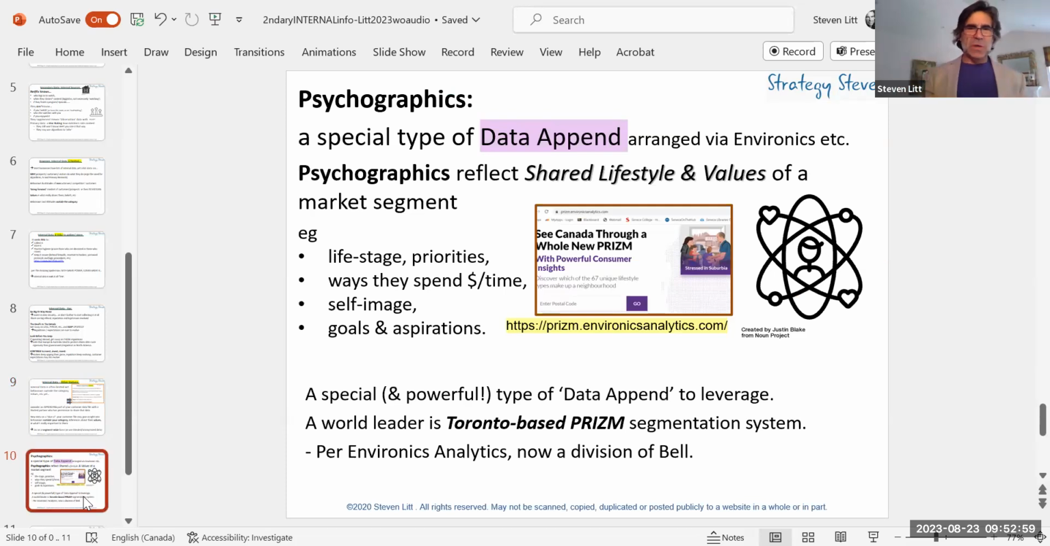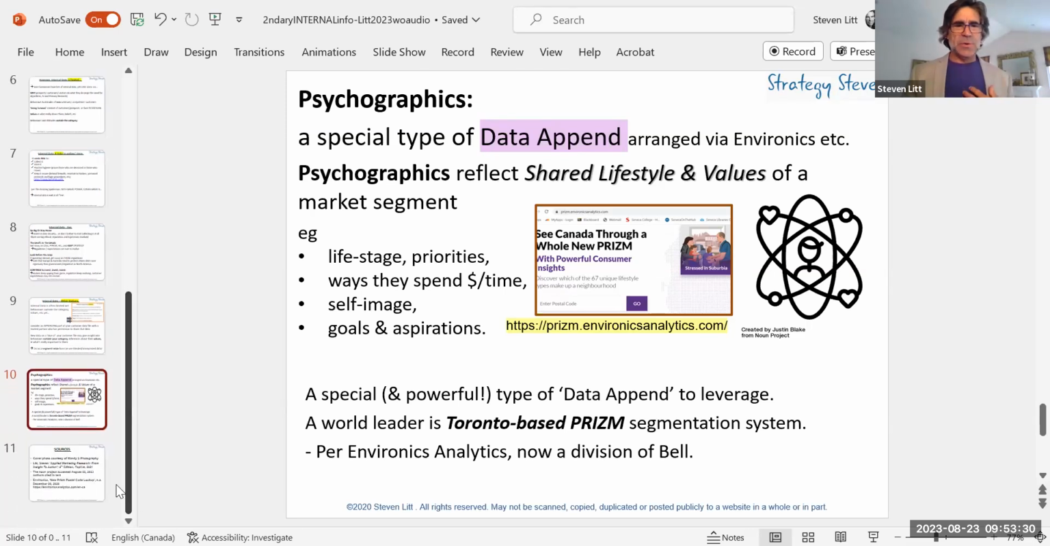So one special type of data append I will make you aware of is called psychographics. It's the shared lifestyle and values of particular neighborhoods. And this has been highly and reliably modeled by major companies that are experts in data privacy and data merging. One of the best in the world is right here in Toronto. It's Environics Data, now a subsidiary of Prism. Sorry, a subsidiary of Bell.